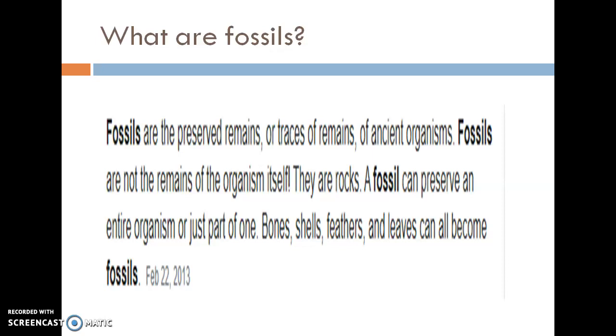It's important that you also know what fossils are. I am directly giving you a definition from National Geographic, which says that fossils are the preserved remains, or traces of remains, of ancient organisms. Ancient means very, very, very old organisms. These fossils are not the remains of the organism itself, they are rocks. A fossil can sometimes preserve an entire organism, or sometimes just a part of one. So the bones, shells, feathers and leaves can all become fossils. It is just the preserved remains.